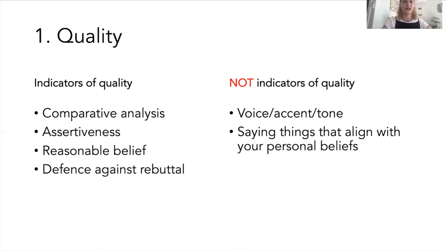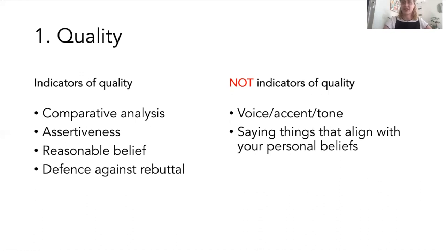Another measure of quality is assertiveness. So people will just say that certain things are true. An obvious example is the sky is blue, which you can probably take at face value in a debate. But there are other things, for example, why people have certain lived experiences, or how political action actually takes place. Those are the sort of things that you can't just assert that they happen without explaining it to the judge.